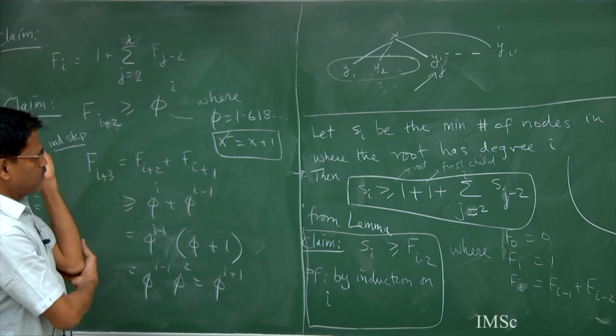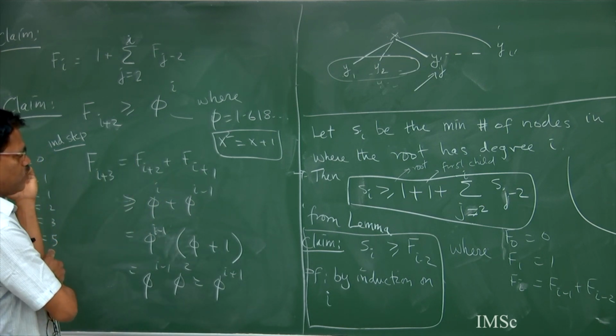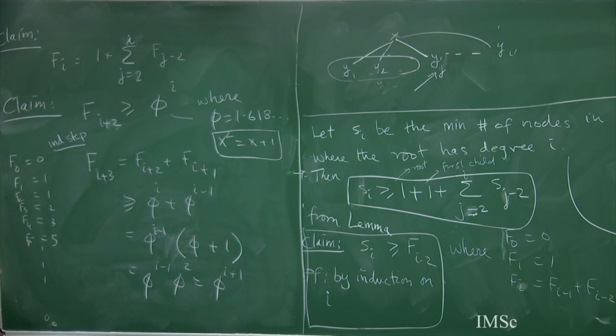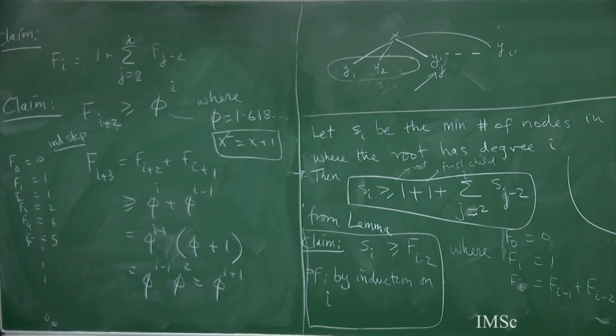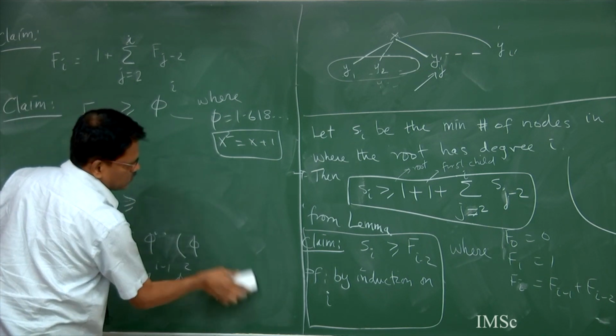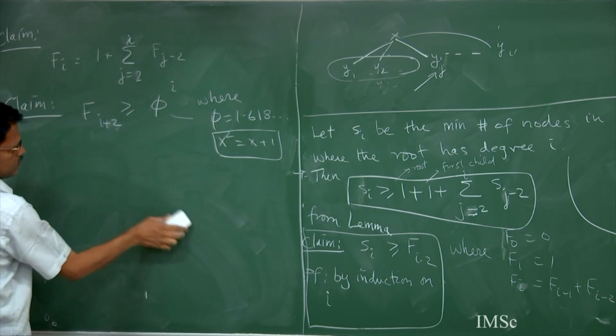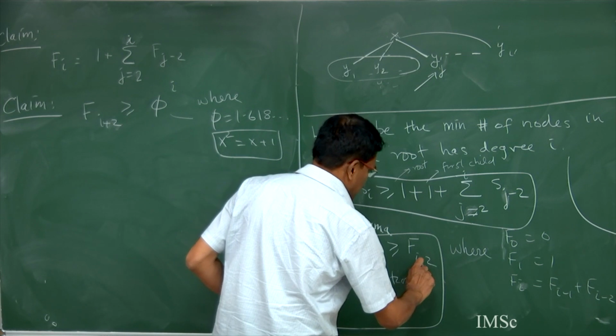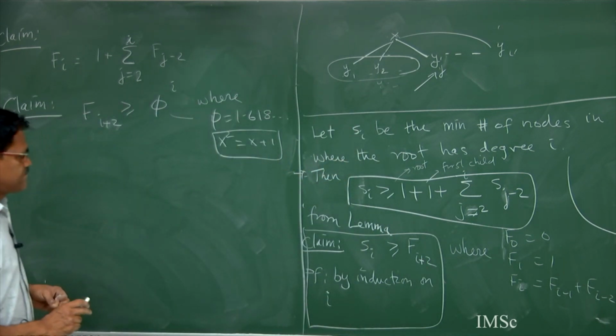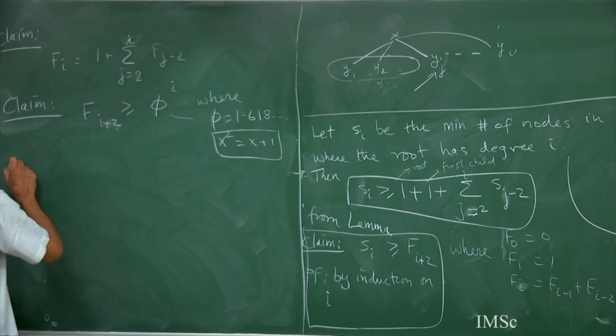Now, let us come back to our problem. What do I want to say? Yes, I know what I want to say. Is this clear? Simple induction and the fact that phi satisfies this equation. Okay, so now, not I minus 2, I actually want to say I plus 2. Right, this is the next claim, the final claim.